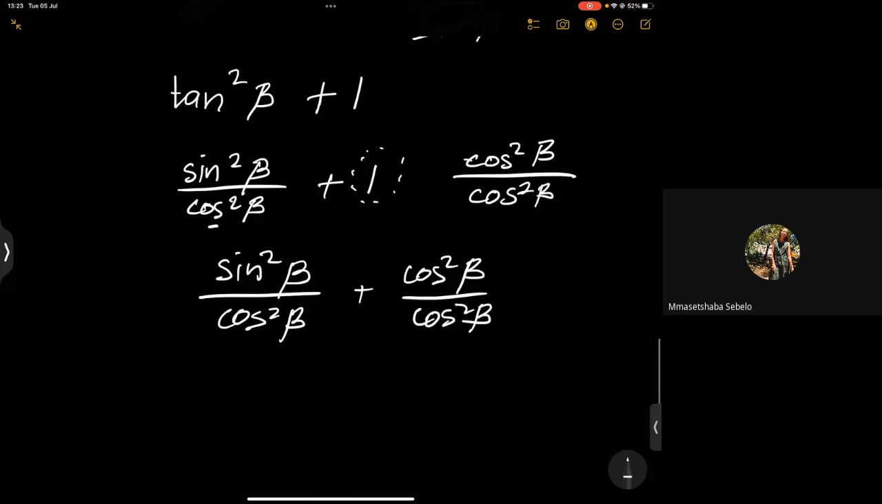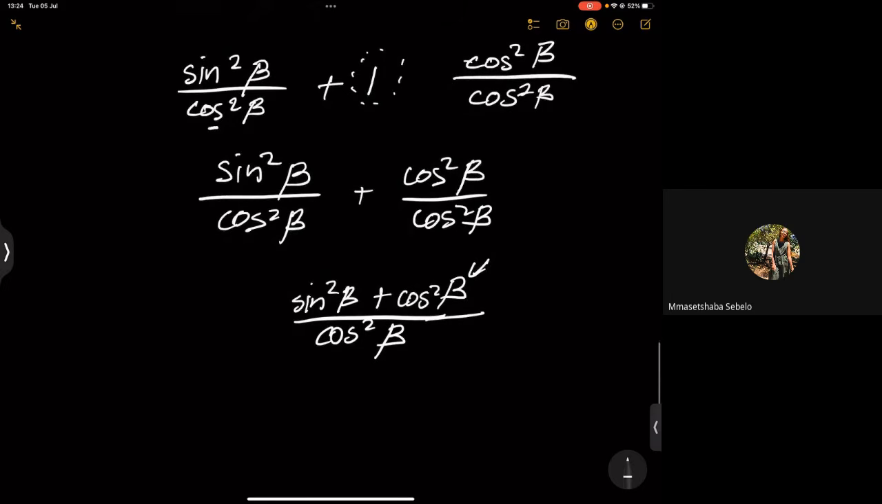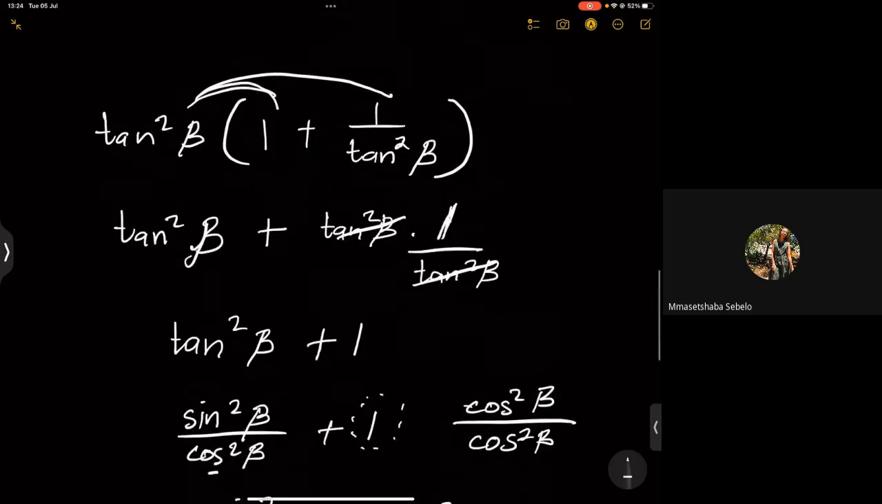Right, my denominators are the same. So what can I do? I can simply add the numerators. So I've got cos squared of beta as my denominator. But at the numerator, I've got sine squared of beta plus cos squared of beta. Now, I'm sure you can already see what that is, isn't it? We've got a square identity. And what is that square identity? That would give us 1 at the top there. So I end up with 1 over cos squared of beta. That's the simplest form I can get it into.